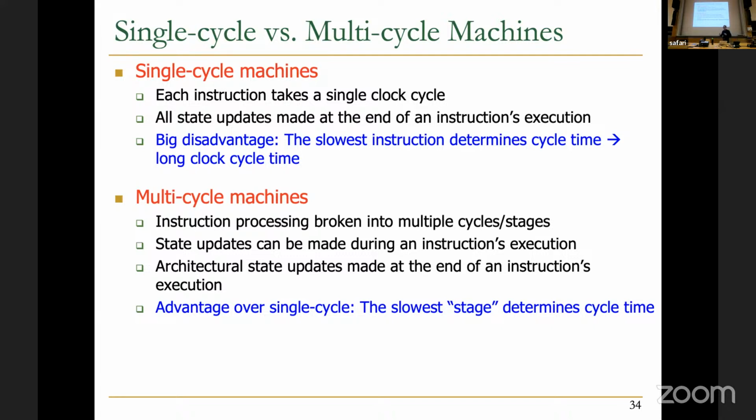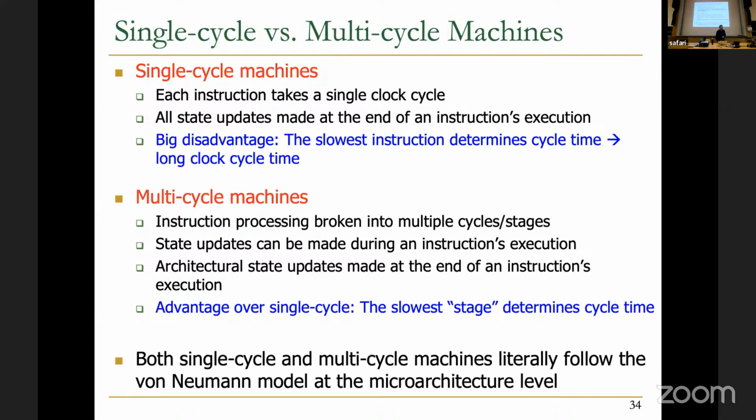Because an instruction, maybe an instruction requires a long time to execute given a combination logic, but you say, I'm going to break up that thing into 1 million clock cycles, right? And now your clock cycle length could be 1 nanosecond as opposed to 1 million nanoseconds. And we will see that.